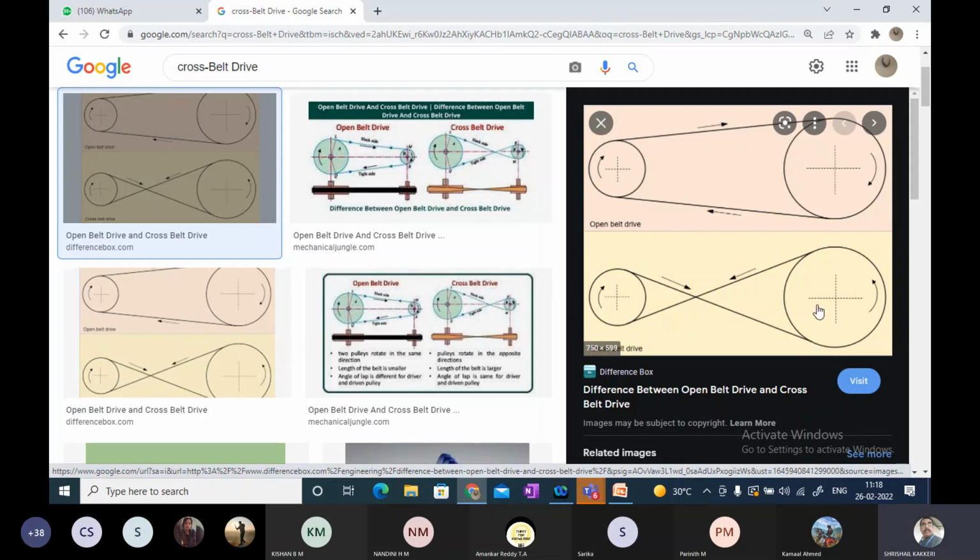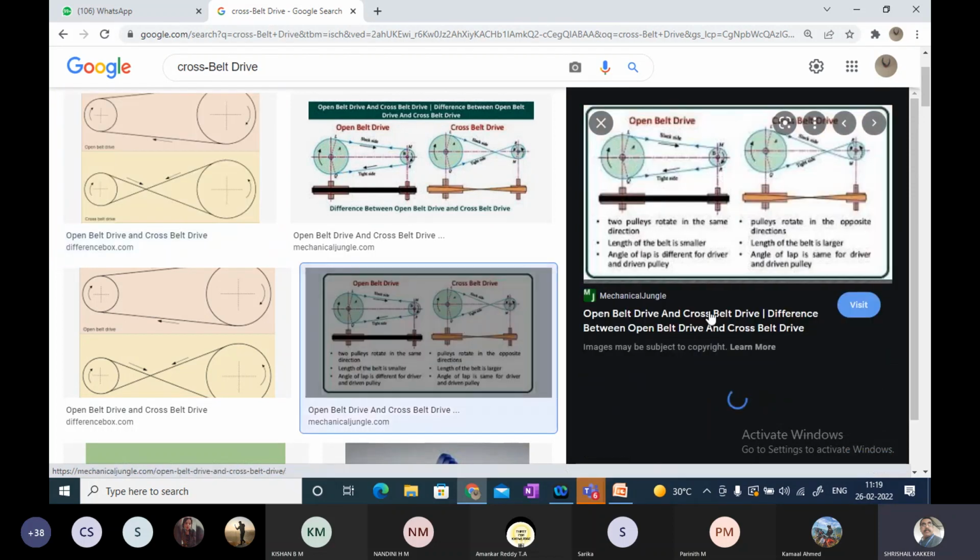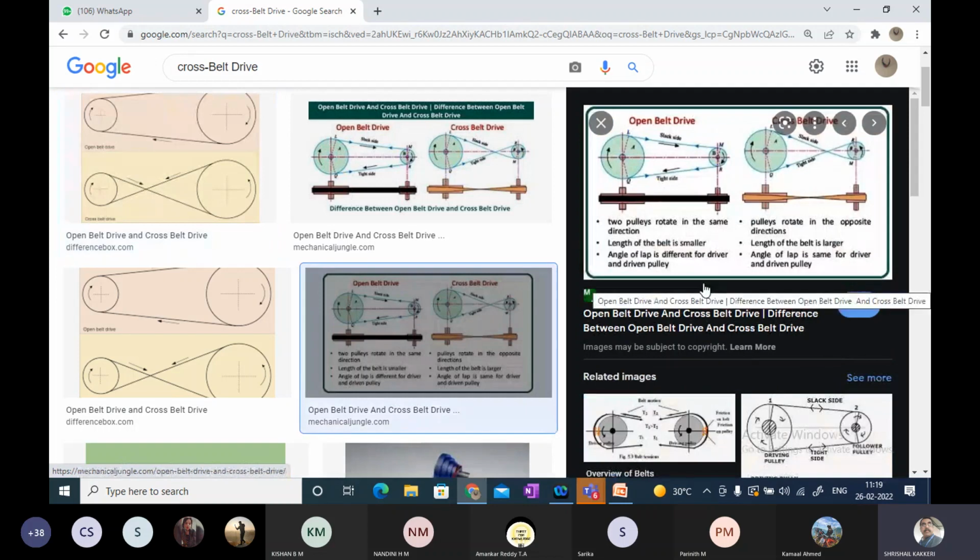The second important thing is that in an open belt drive, the driver pulley rotates in one direction and the driven pulley rotates in the same direction. Whenever you require to drive the driven pulley in the opposite direction, there is no other way; we have to go for the cross belt drives. These are the important reasons for having open belt drives and cross belt drives.